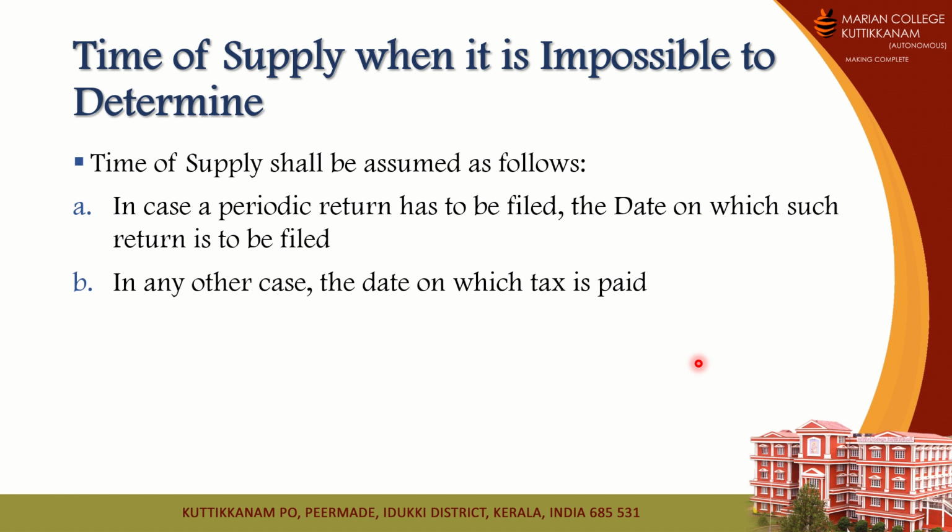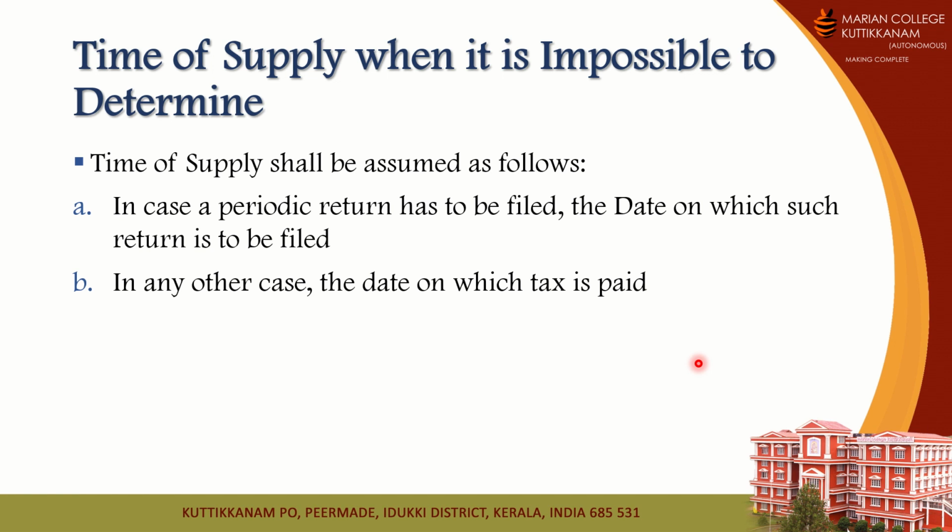Okay, so the first case is in case a periodic return has to be filed. If that person needs to file a periodic return, and a return is a document where the transactions are recorded, then the date on which such return is to be filed will be the time of supply. And in any other case, the date on which the tax is paid is considered as the time of supply of goods.